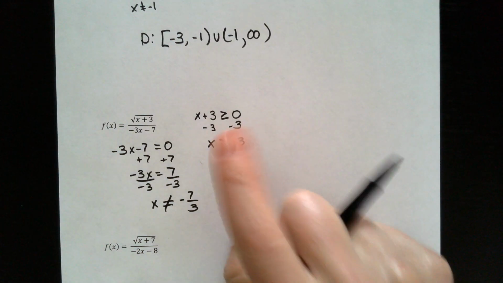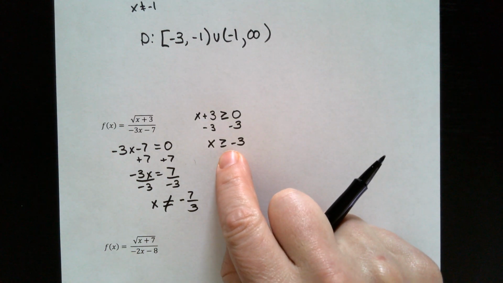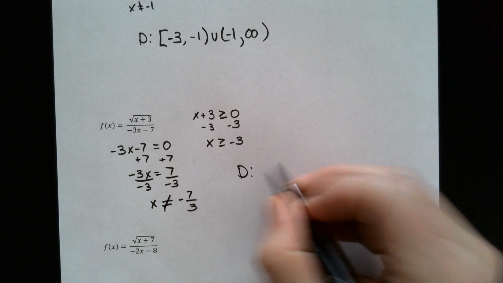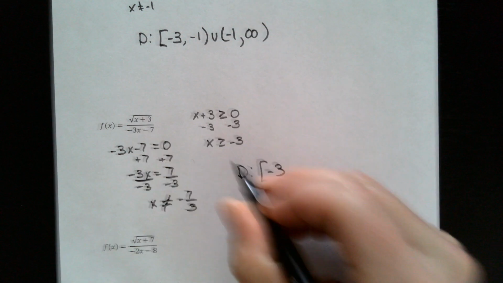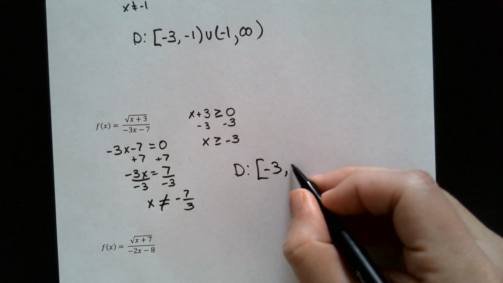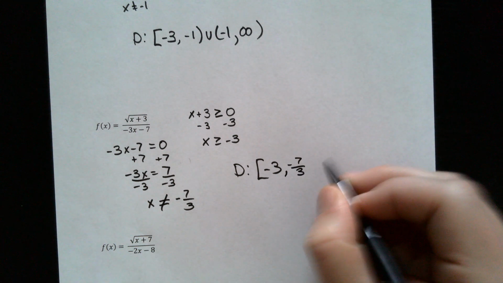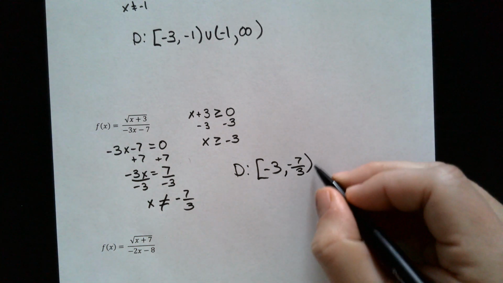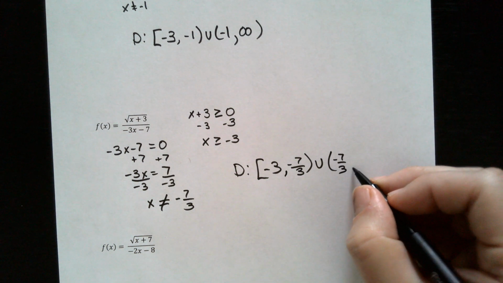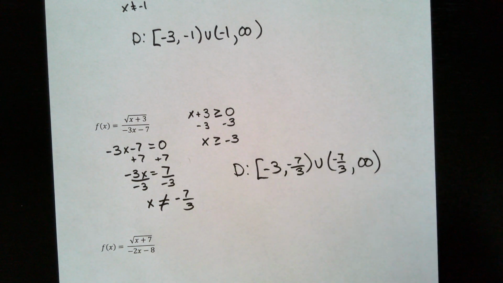Okay, so we start at -3. It says x has to be greater than or equal to -3, so that's our smallest one with a bracket because of the line underneath. Then we have an excluded value at -7/3. Okay, exclude meaning parentheses, put a union, put another -7/3, and then it keeps getting bigger. It goes on out to positive infinity.